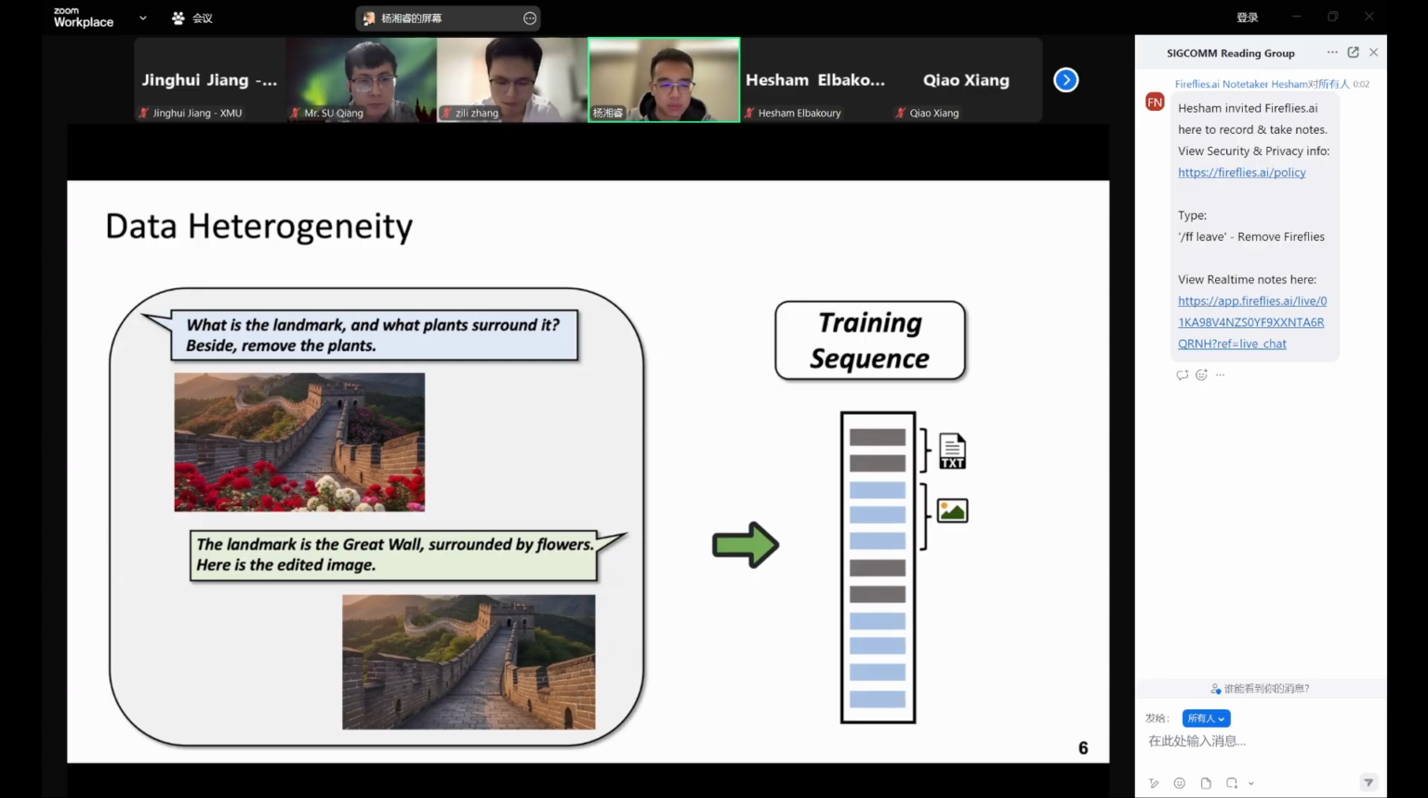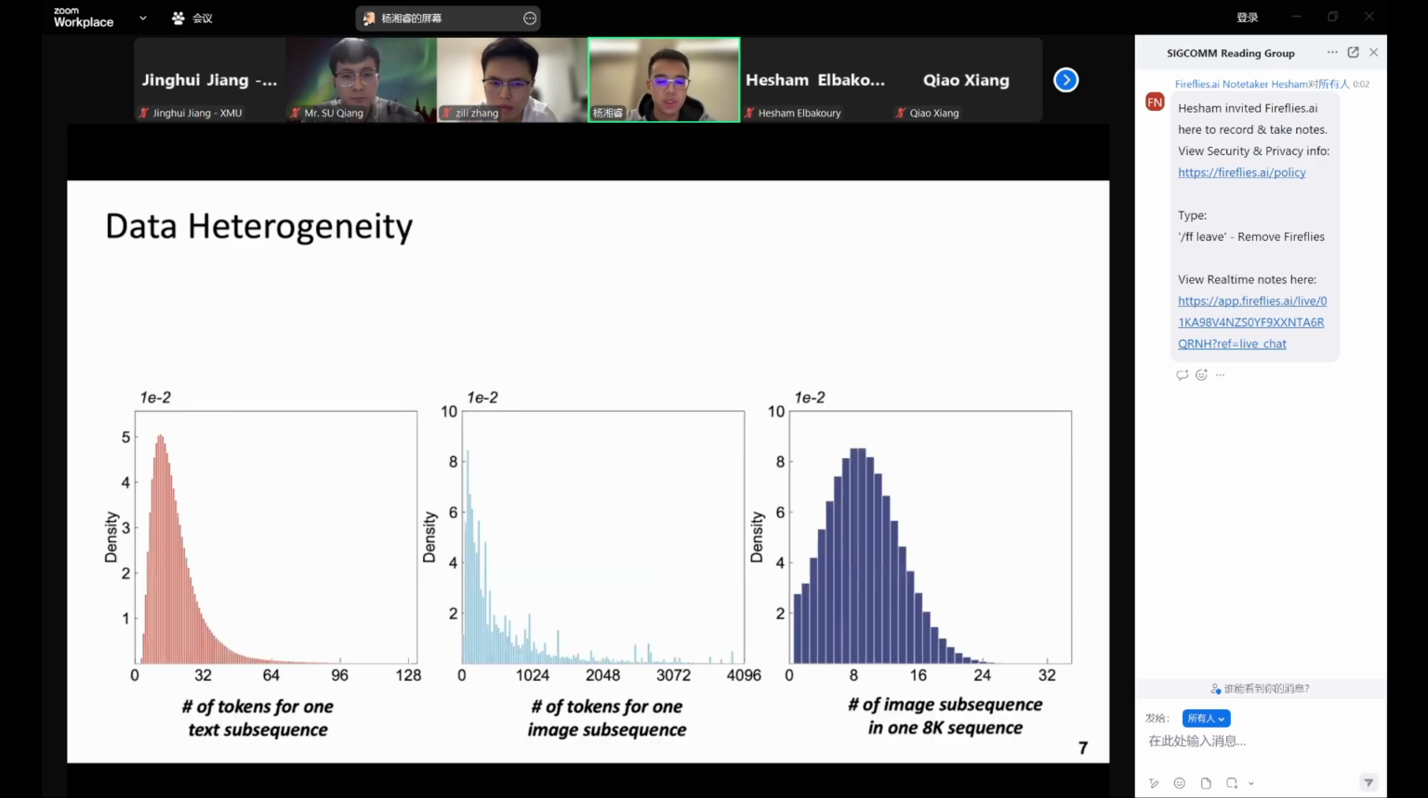the standard training approach is to flatten everything into one long training sequence, as you can see on the right. In the sequence, the different modality tokens are interleaved. The problem here is that this one-size-fits-all sequence comprises distinct and long-tail multimodal data. And this led us to conduct data characterization.